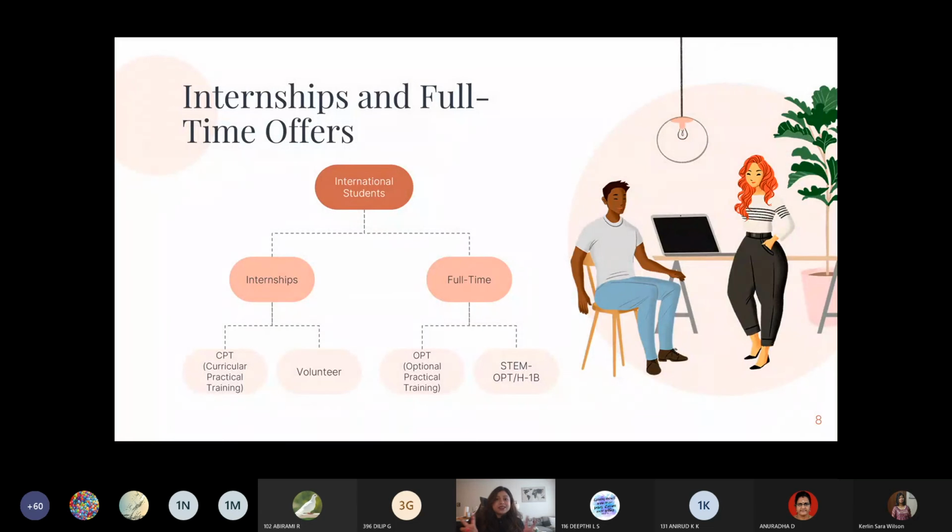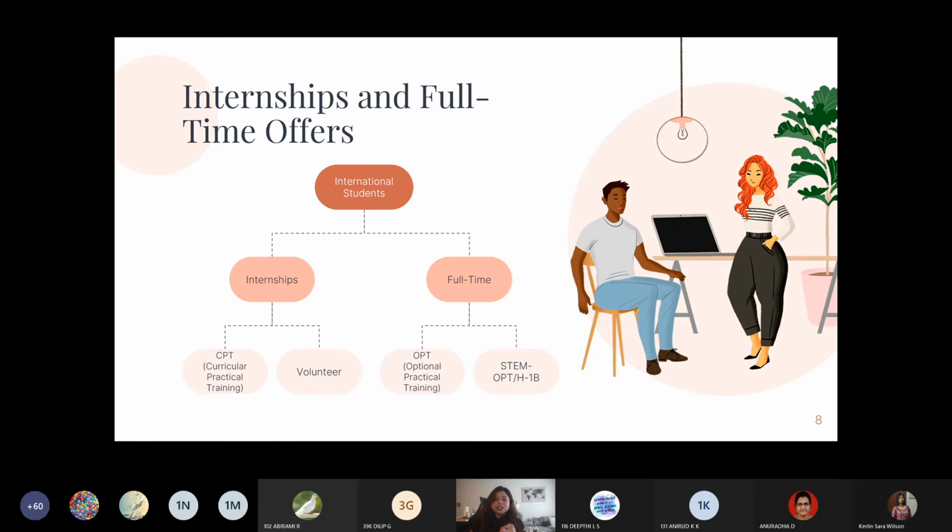Okay, so this is a little bit overwhelming and a lot of buzzwords, like I said, visa process. So I'm just gonna keep it very simple. Like I said, Google CPT and OPT if you want to know more. So as international students, we have two things to bag: internships and full-time offers. So internships fall under CPT, curricular practical training, and volunteer jobs. So you can either do a CPT, meaning you have to have an internship that's relevant to what you're studying, and then a volunteer job.